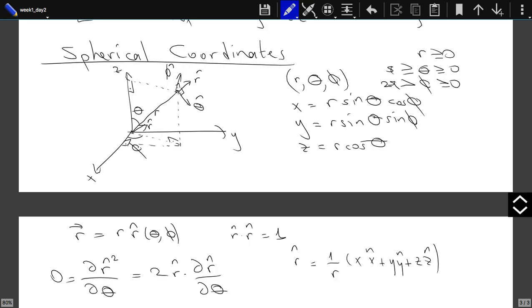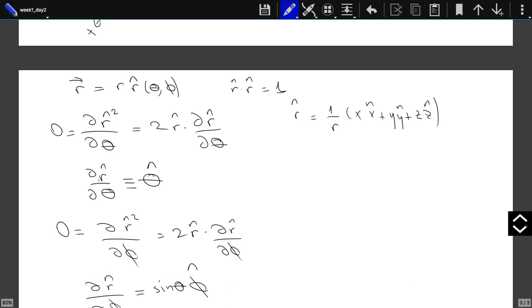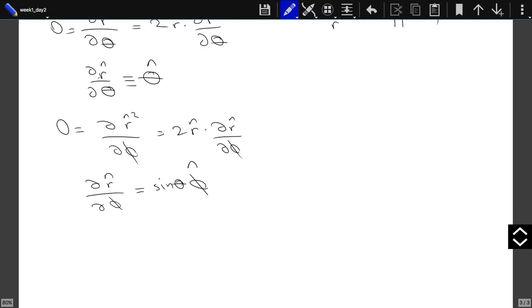Well, once you have the expression of r hat in terms of theta and phi, take its derivative with respect to theta, it gives you theta hat. Again, once you have its expression in terms of theta and phi, take its derivative with respect to phi, it should be proportional to sine theta. What remains is phi hat. Now, it will be a nice exercise, which I strongly suggest you to do.